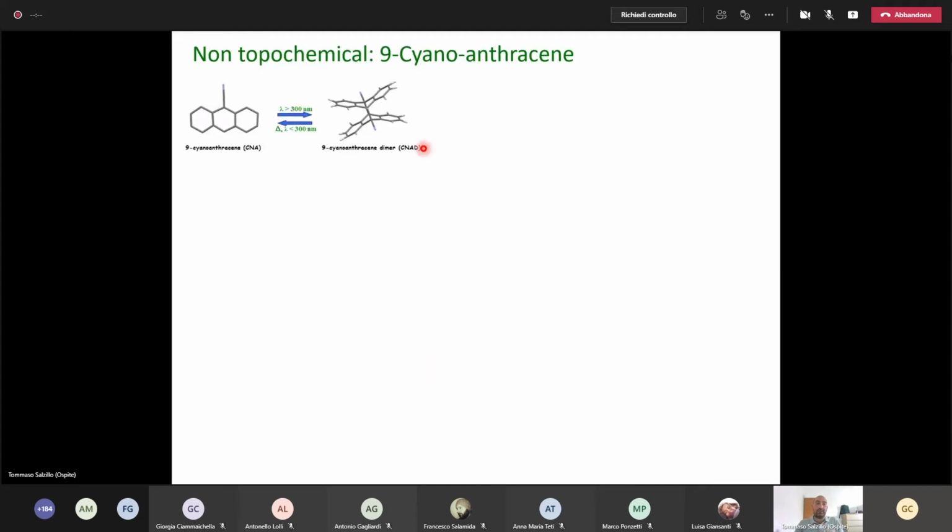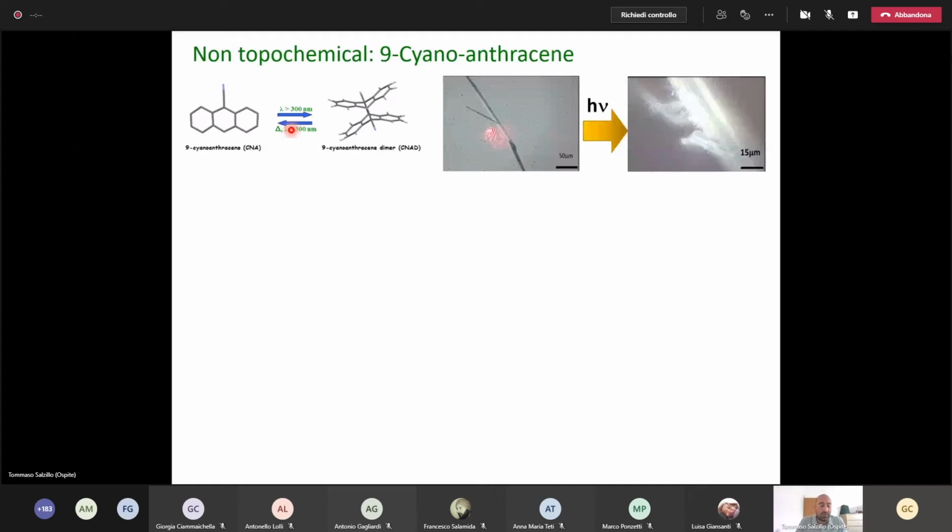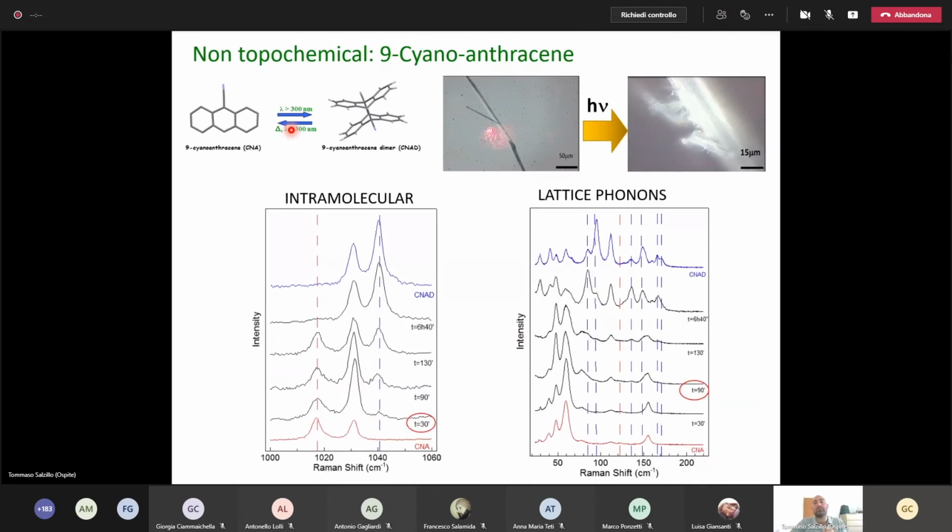So the system is this derivative of anthracene, 9-cyanoanthracene, that undergoes a photodimerization with a wavelength around 300 nanometers, and then it's also reversible. The reversibility can be achieved by deep UV irradiation, or just by heating. As I was saying, this is a non-topochemical reaction. So what we were expecting is that the shape of the crystal is destroyed during the reaction, and indeed you can see this from the optical images. But the point of today is to try to understand how to use Raman for the study of this system.